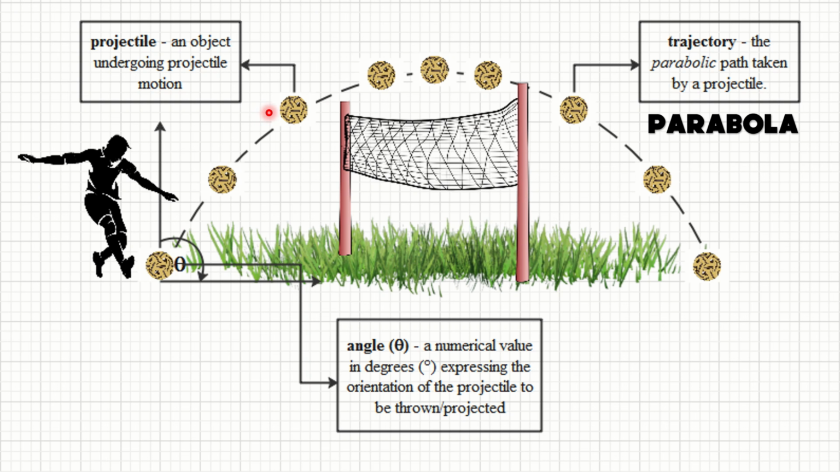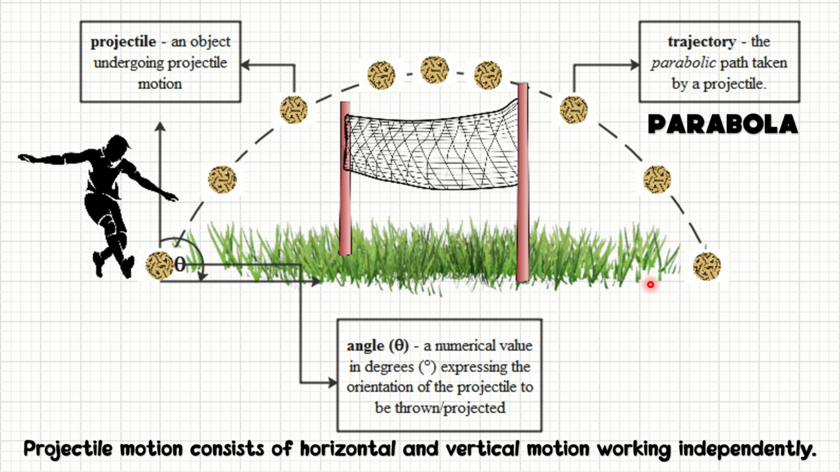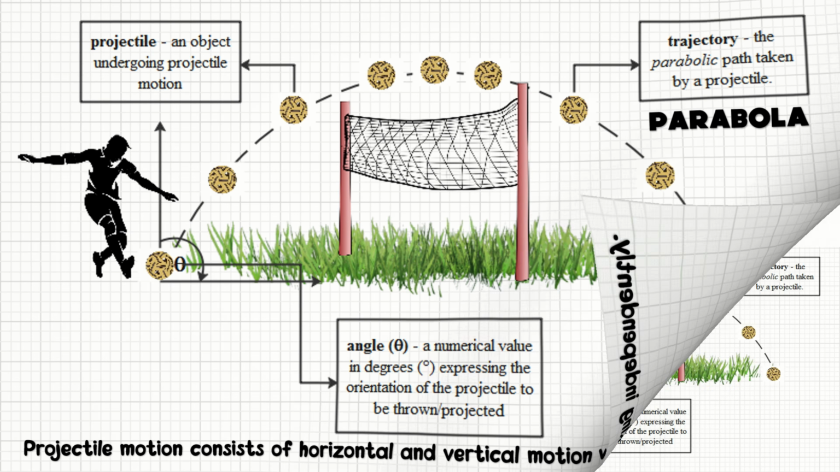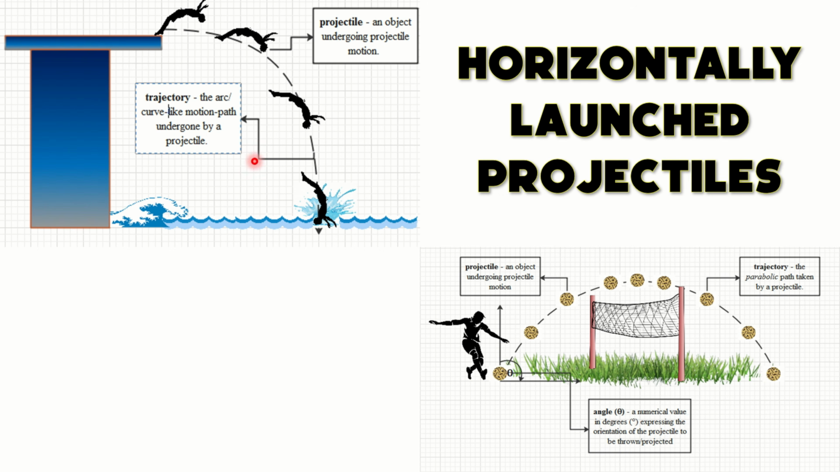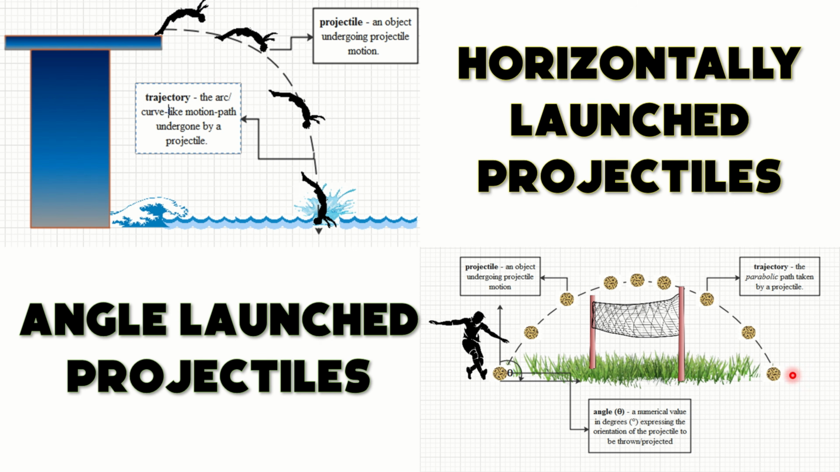An angle-launched projectile exhibits a full parabolic trajectory motion. This shows that as the player kicks the rattan ball in the air, the ball will eventually go back to the ground still due to gravity as it moves horizontally. Hence, projectile motion consists of horizontal and vertical motion working independently. The two pictures and scenarios that I have shown you are the two types of projectile motion: horizontally launched projectiles and angle-launched projectiles. Let us take note of their components.